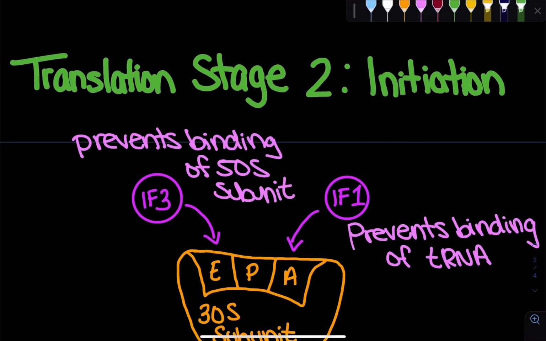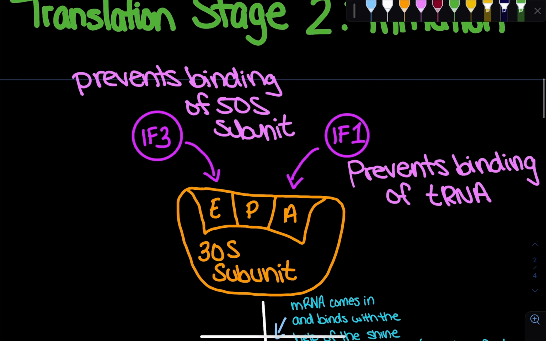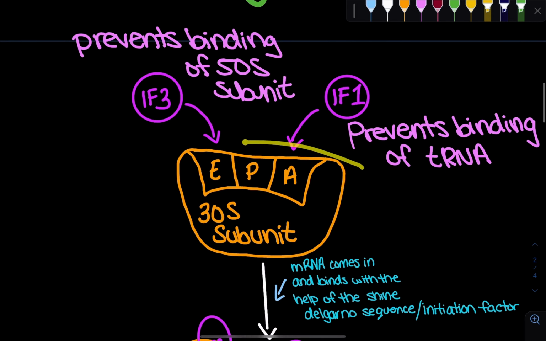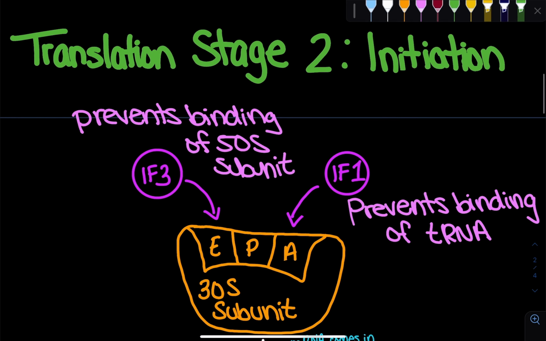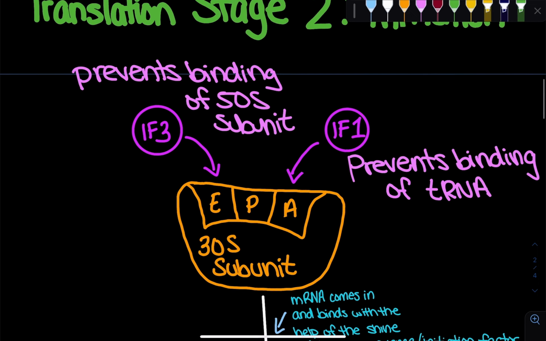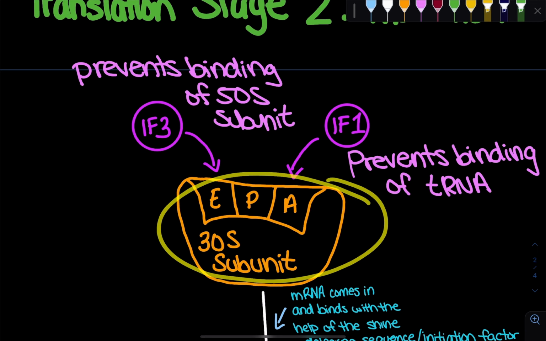In stage 2 of translation, we will now consider initiation. In initiation, we first begin with the 30S subunit. Here we're going to go over initiation in prokaryotes, and then in the end, we'll discuss the difference between prokaryotes and eukaryotes when it comes to initiation. So it begins with the 30S subunit.